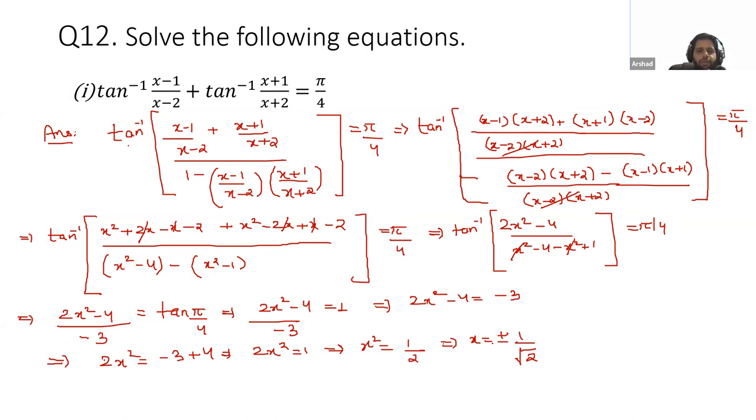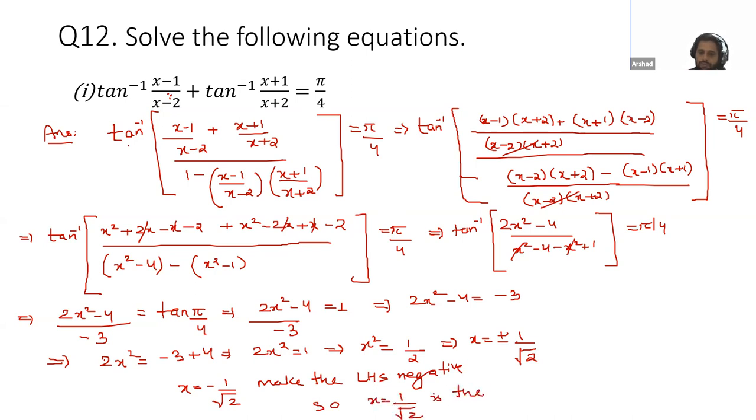Okay. So there are two values. Always remember that in these types of questions, most of the time the negative value does not satisfy the equation. If you put this minus 1 by root 2 here, this left side becomes negative. So x equal to minus 1 by root 2 makes the LHS negative. So x is equal to 1 by root 2 is the answer. Just minus 1 by root 2 will make this LHS negative, that's why we will ignore it and this will be your answer.